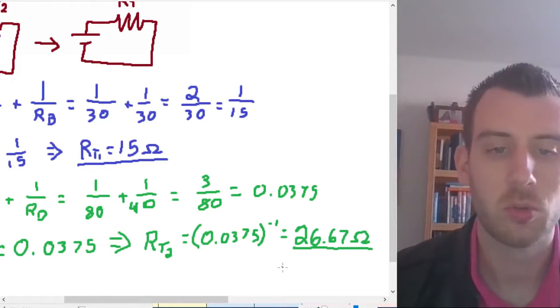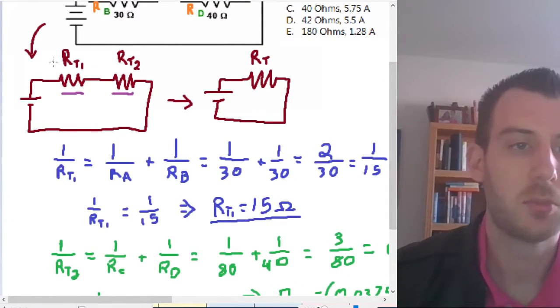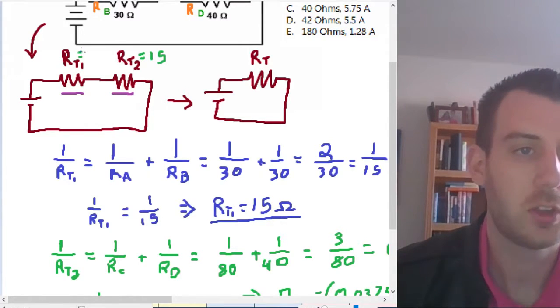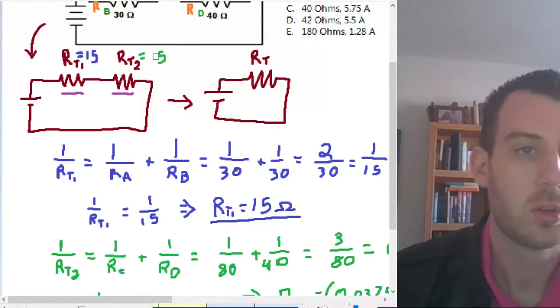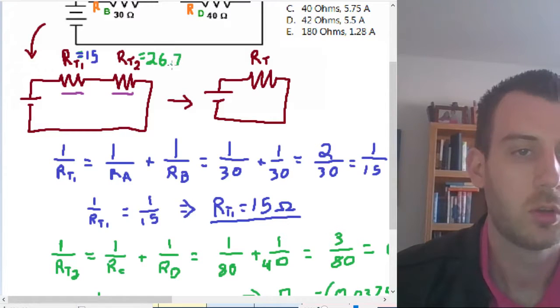So I've got my resistor total 1 is up here in the blue, my resistor total 2. So I am now officially in this picture here. So here we go. This one is going to be equal to 15. And resistor total 2 we said was going to be about 26.6. So let me erase that and write that in. About 26 point, round up, say 7.